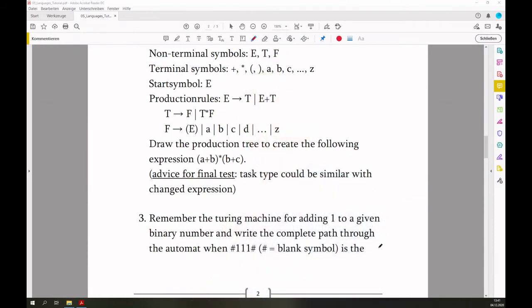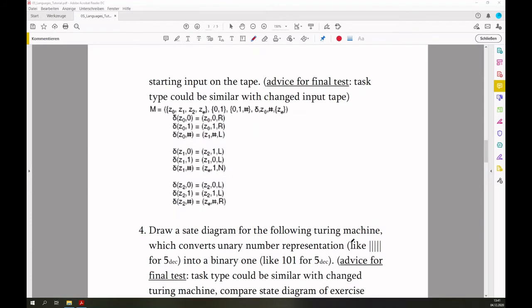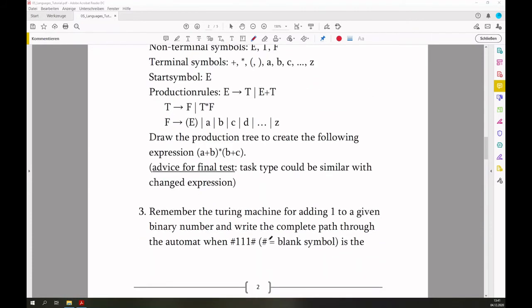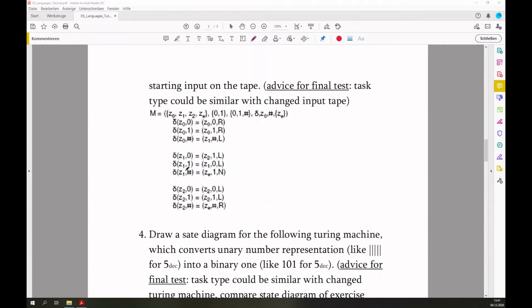Remember the Turing machine for adding 1 to a given binary number, and write the complete path through the automaton when 1111 is printed, where the number sign, or hashtag, is used as a blank symbol. So the type of this Turing machine is represented from the lesson like this. And then we start with a starting tape, and we just follow the rules here. So we don't paint the graph, we just follow the rules here. Let's do this.